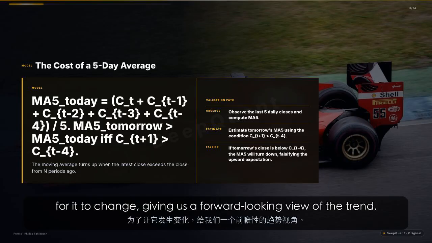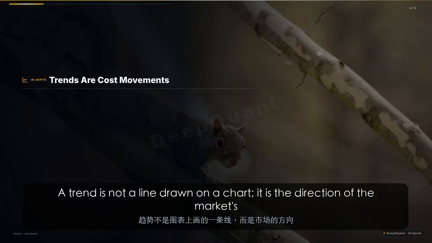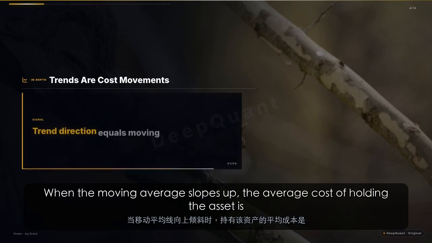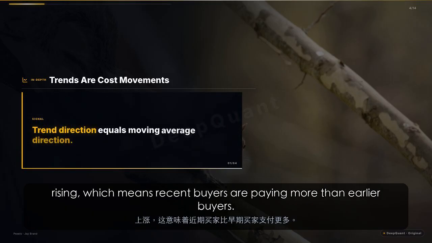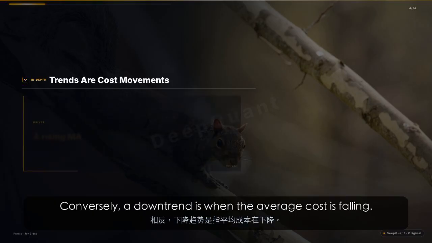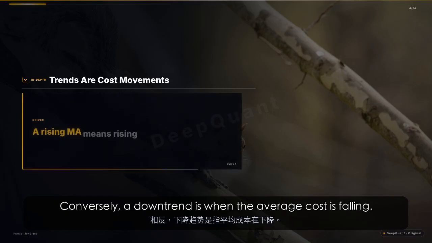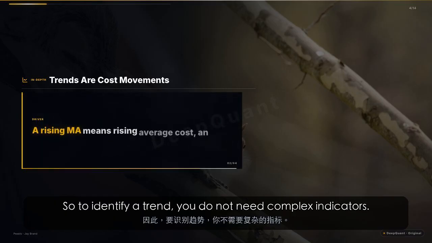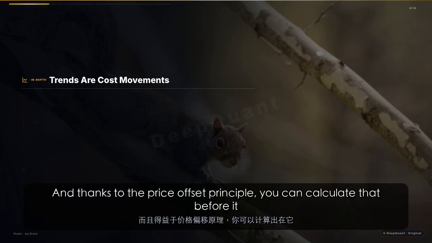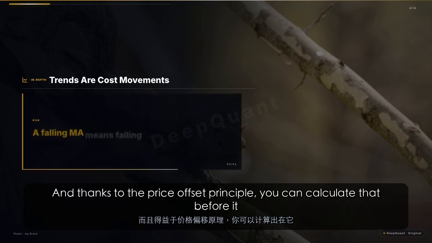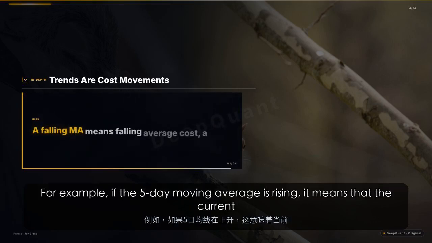A trend is not a line drawn on a chart, it is the direction of the market's average cost. When the moving average slopes up, the average cost of holding the asset is rising, which means recent buyers are paying more than earlier buyers. That is an uptrend. Conversely, a downtrend is when the average cost is falling. So to identify a trend, you do not need complex indicators. You just need to know whether the relevant moving average is rising or falling. And thanks to the price offset principle, you can calculate that before it happens.